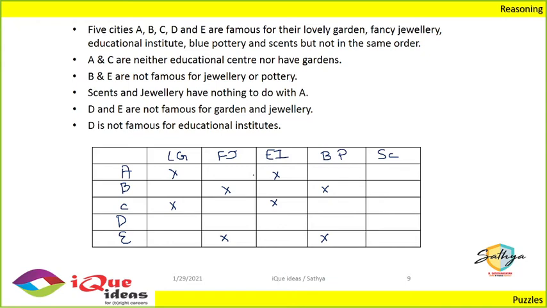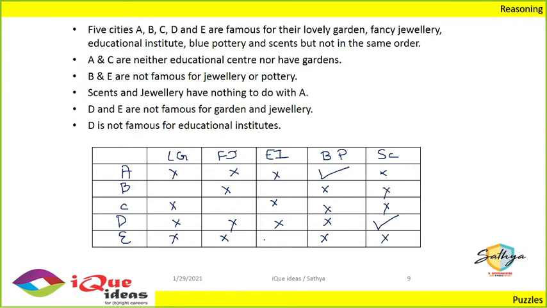Scents and jewelry have nothing to do with A. D is not famous for garden and jewelry. D is not famous for educational institutions. Okay, so let's start from the first one. A, the only possibility is blue pottery, so this gets eliminated. B, I still don't know, right? C, multiple possibilities. D, okay, this is fixed with scents.